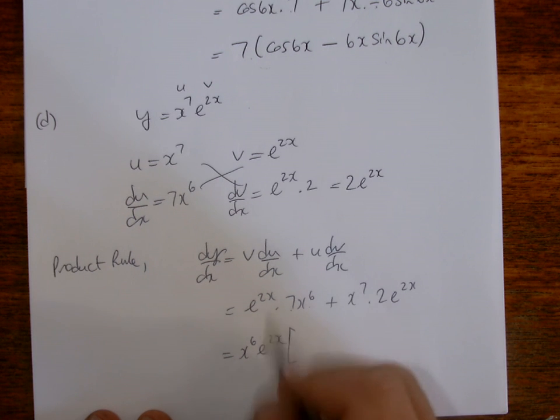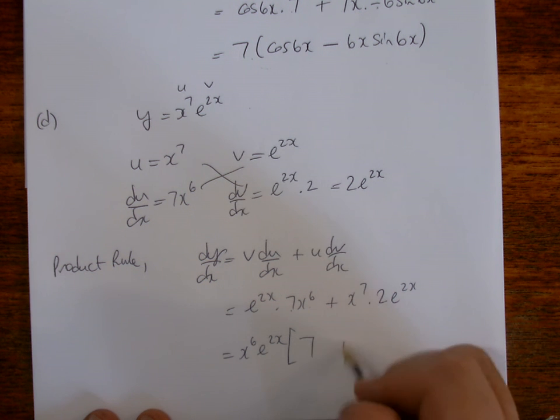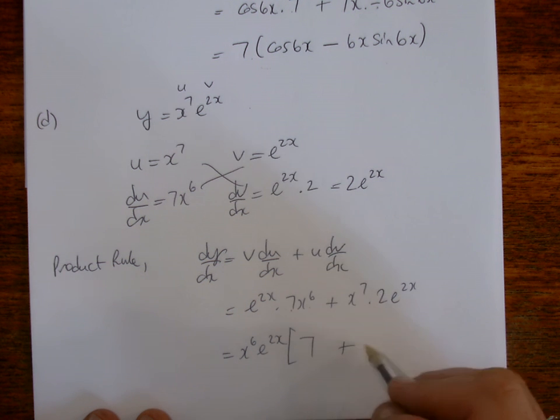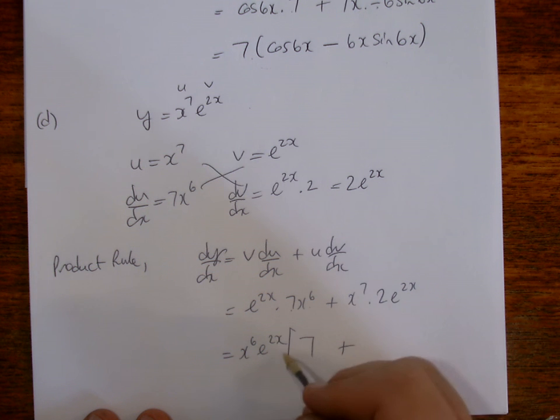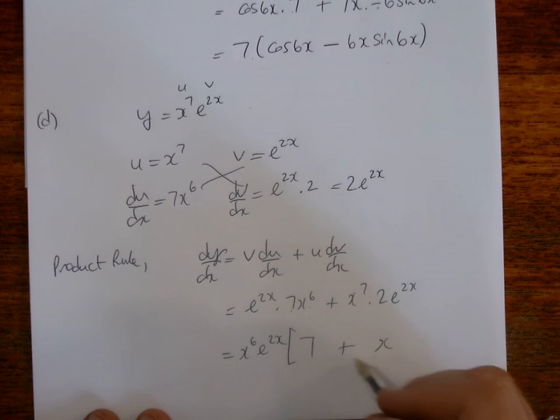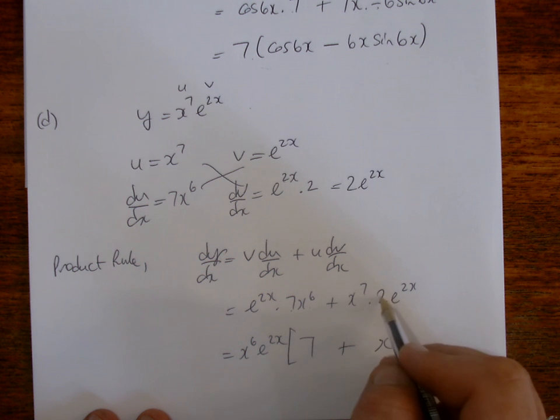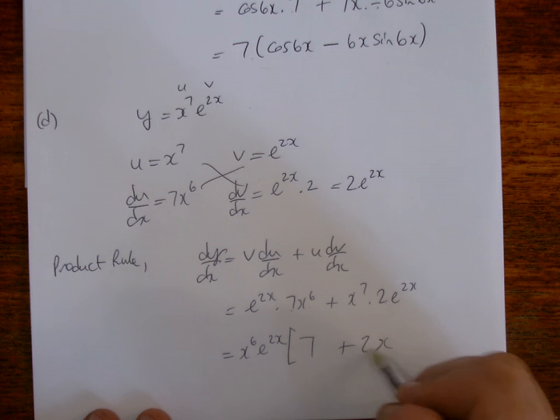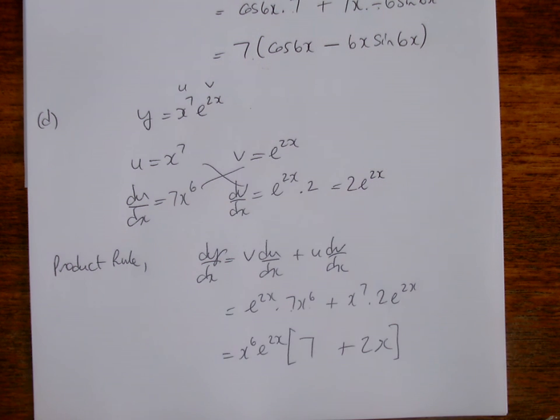What do I times by this to get that? Well, there's just a 7 that's missing, isn't it? And then what do I times by this to get that? Well, there's an x missing, yeah, because I want x to the power 7, so I've got to times it by x. And I've also got to times it by 2, haven't I? Because there's a 2 there, so I need to put a 2 in front there. And we've fully factorized it.